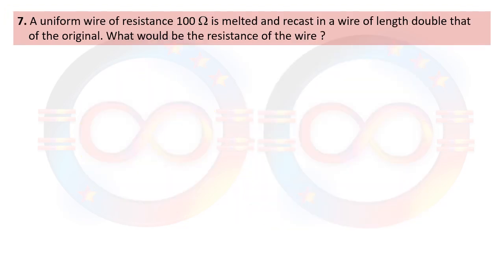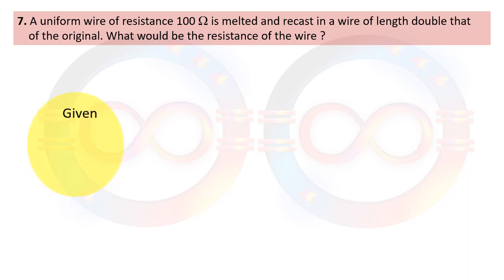Question number 7 is saying that a uniform wire of resistance 100 ohm is melted and recast in a wire of length double that of the original length. What would be the resistance of the wire? One thing we know, even if wire is stretched to double of its length or it is compressed to certain limit, the volume remains unchanged, and that is the conserved quantity over there.